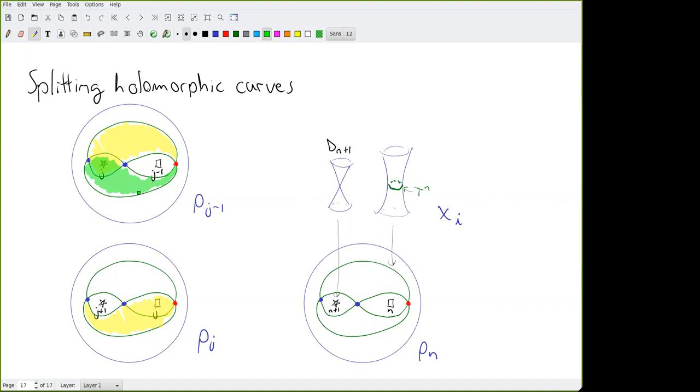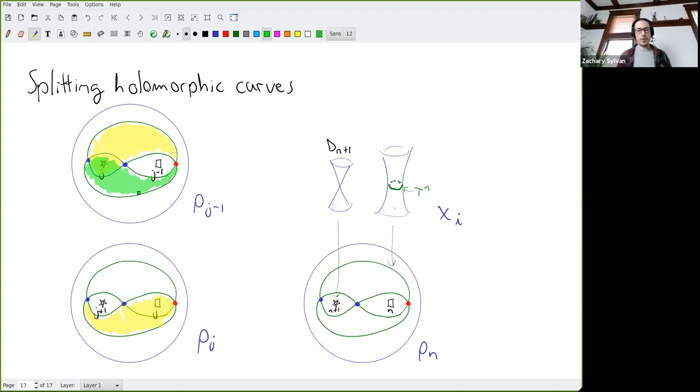So I can just indicate what happens with row n. If you have something that passes through any of these divisors, D1 up through Dn, then it's going to look like these kinds of pairs of disks. In row n, if you have something passing through Dn plus 1, that's this kind of singular fiber.